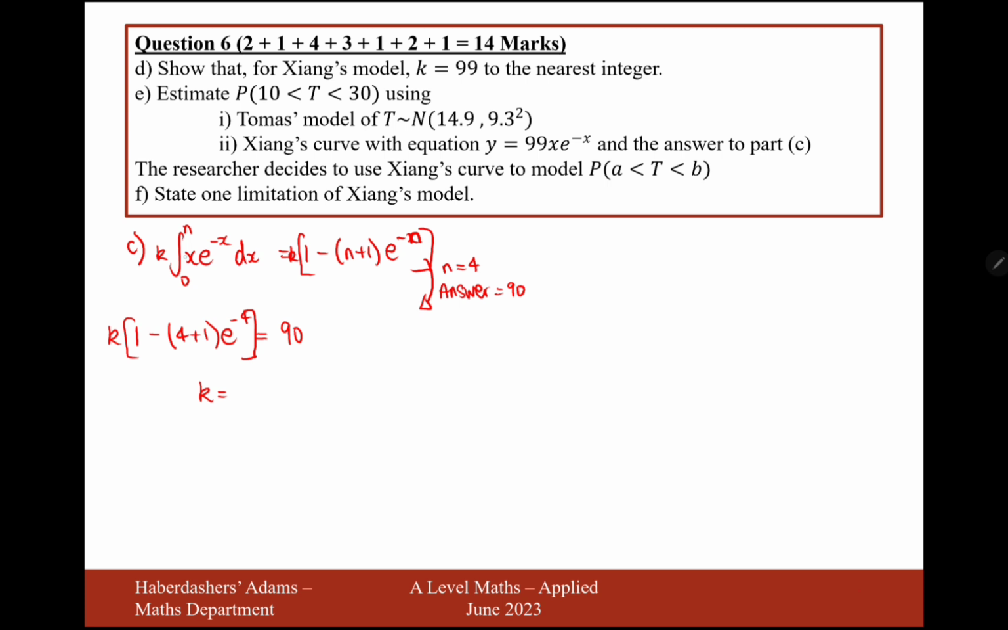So in the calculator, it's 1 minus 5 times e to the minus 4, and that gives me 0.908. So it's k times 0.908 equals 90. Now when I divide 0.908 onto the other side, 90 divided by answer gives me 99.073. So therefore, k equals 99 to the nearest integer.